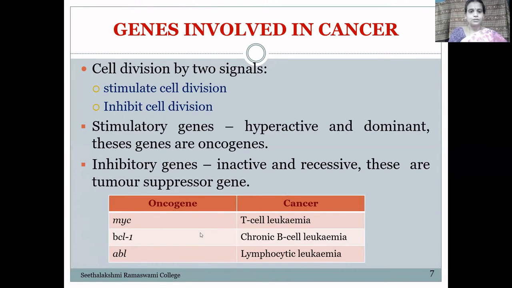Here, I would like to show you a few examples of oncogenes. Number one is MYC, which causes T cell lymphoma, T cell leukemia, and BCL1 causes chronic B cell leukemia, and the ABL gene is responsible for lymphatic leukemia.